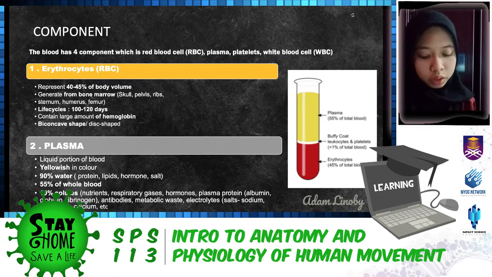Cells also put their waste products into the plasma, and the plasma helps to remove the waste from the body, and also it carries all parts of the blood through the circulatory system. Okay, plasma also contains antibodies, protein, and clotting factors.